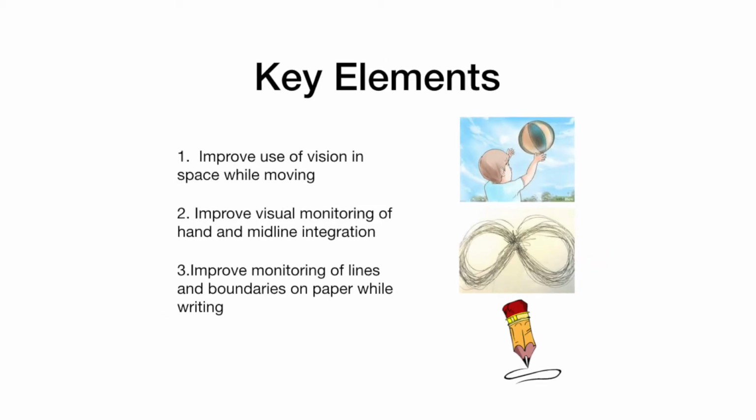So remember, the key elements are to improve the use of vision in space while the child is moving, to develop left-right awareness, improve visual monitoring of the hand and midline integration, and improve the monitoring of lines and boundaries on paper when writing. These are all some of the critical elements to improving the symptoms of spatial dysgraphia.